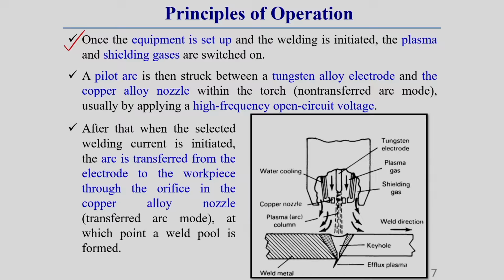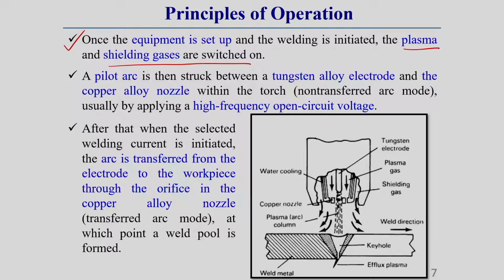Now, we will discuss the principle of this operation. Once the equipment is set up and the welding is initiated, then the plasma and shielding gas are switched on. Before starting the equipment, generally this plasma and shielding gas is not started. These things you should keep in mind. After the equipment is set up and welding is initiated, then you have to start the plasma and shielding gas.